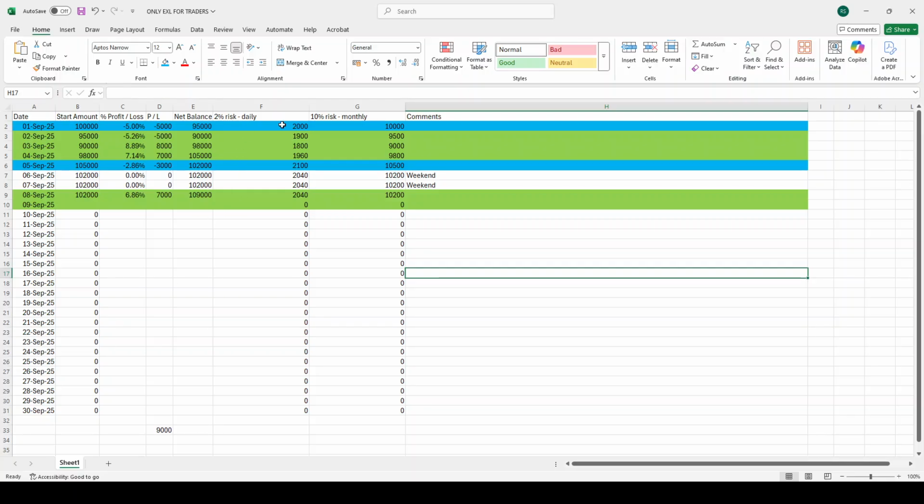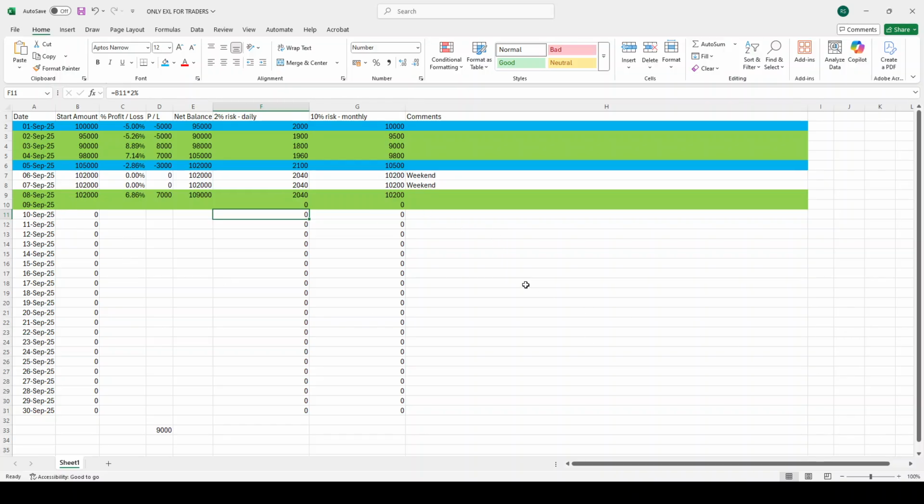Your risk is going to be always 2% of your capital. So if your capital is going up, your 2% risk also is going up, and your monthly risk also is going up by 10%. That means you've got more money to risk, and you have got bigger daily risk capacity also.